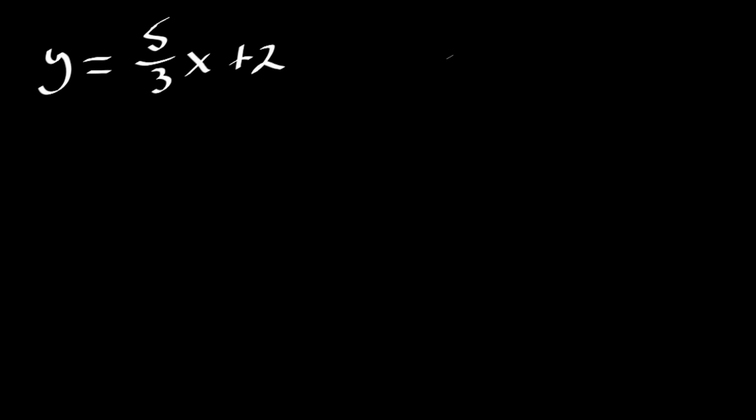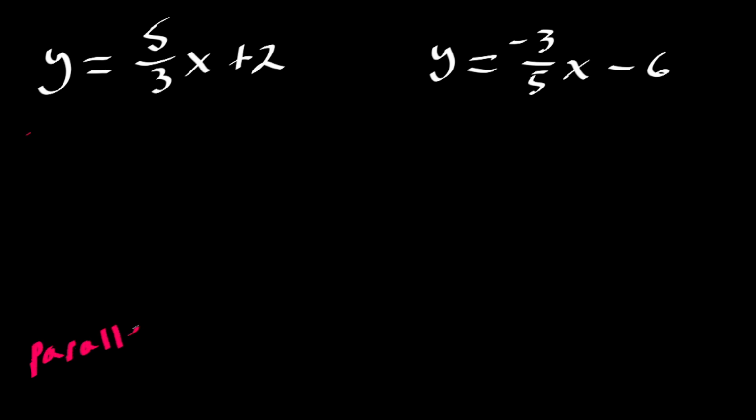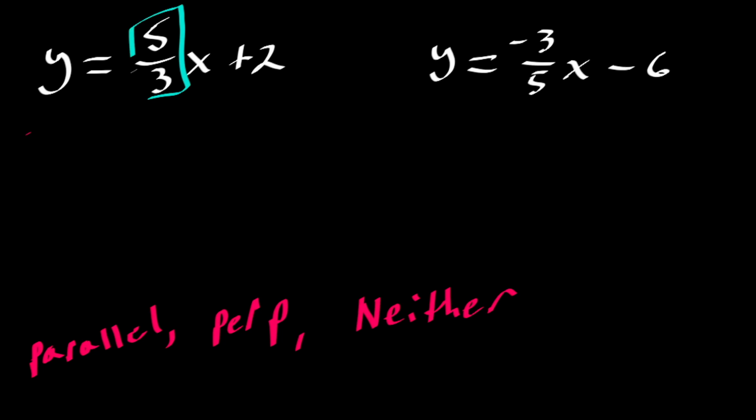And then the other equation is y equals negative 3 over 5x minus 6. All right. So once again, we want to look at the slopes because it's going to ask you, are these parallel, are these perpendicular, or are they neither? All right. Now, when we look at this, once again, we're just focusing on each of these slopes. So here's the slopes of each of these lines.